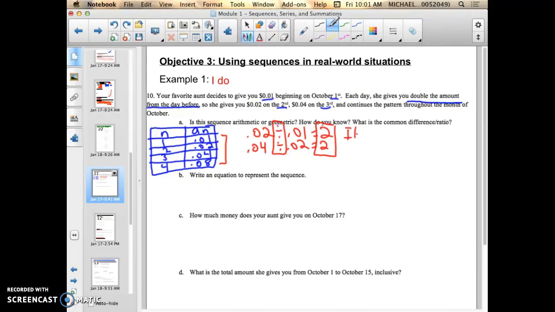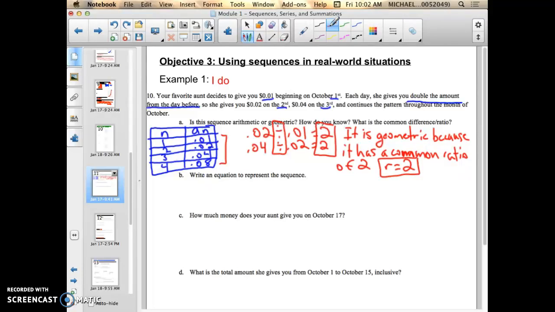So I'm going to write it is geometric because it has a common ratio of 2. So R equals 2. Alright, I have satisfied all of part A.